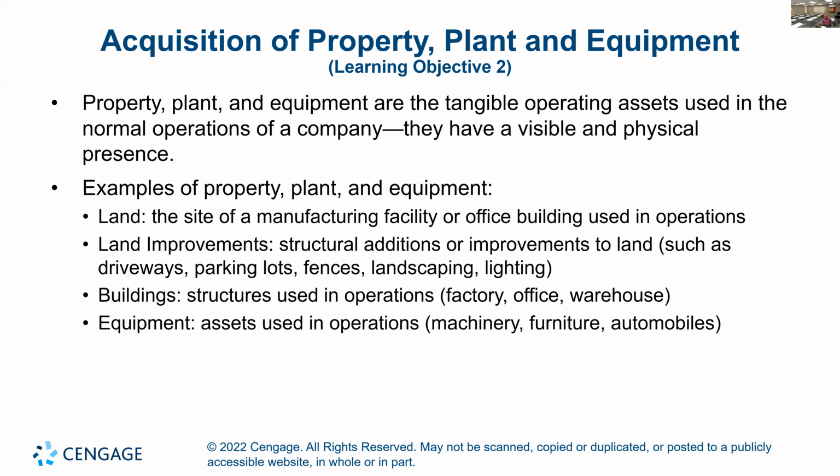Okay, then there's land improvements, which is kind of a separate type of property, plant and equipment. These have to be permanent, okay? Stuff that is either embedded in the ground or like driveways put right on top of it. Land improvements are always something that is permanently done to make the land better. And then we have our buildings, office, warehouse, factory, stuff like that, and then our equipment, machinery, furniture, automobiles.